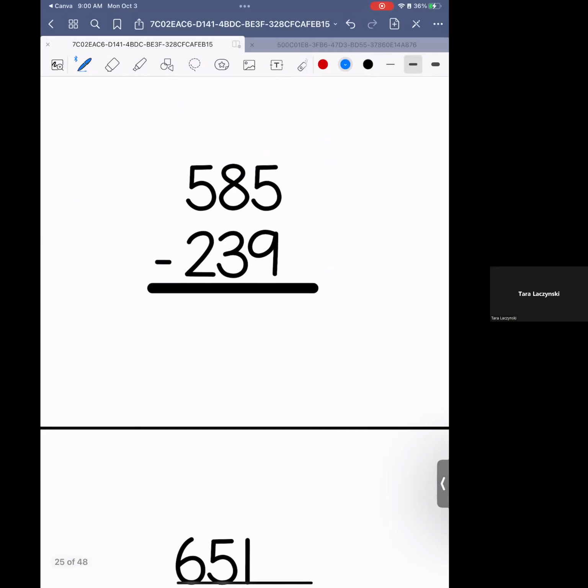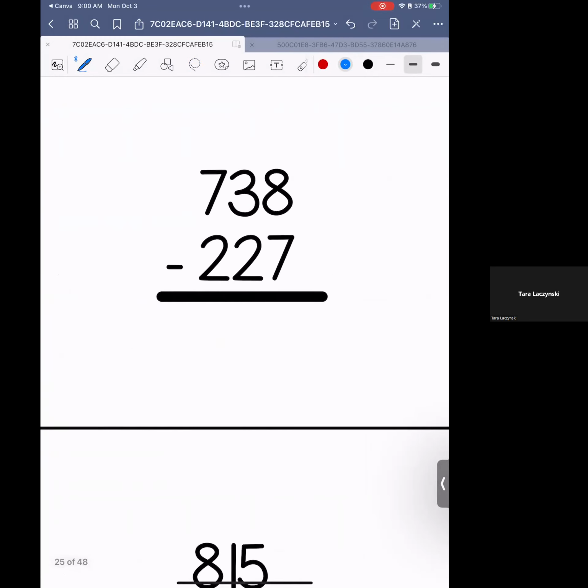585 take away 239. We have some borrowing here. I cannot do 5 take away 9. I go next door and make my 8 into a 7. Bring my 10. 15 take away 9 is 6. 7 take away 3 is 4. 5 take away 2 is 3.